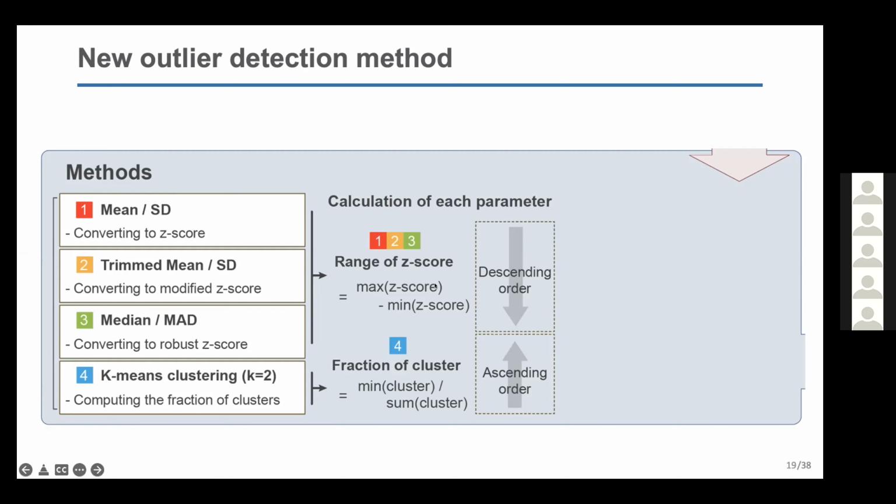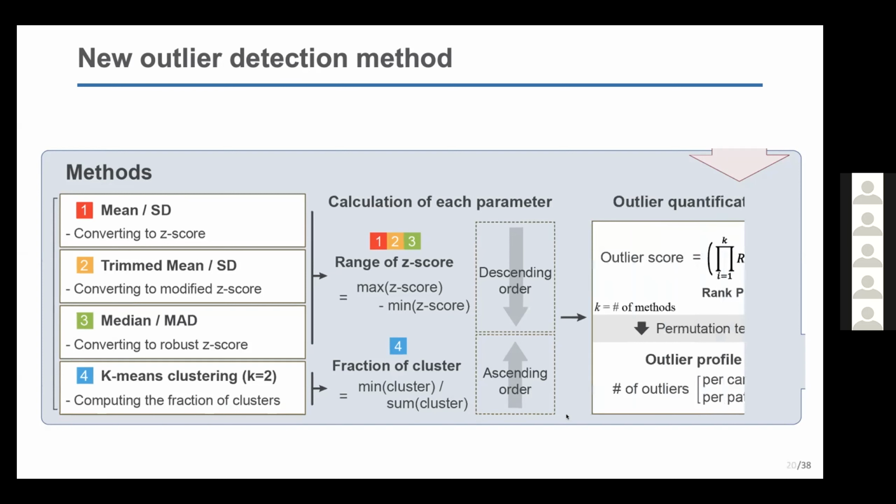After that, I rank them. For these 3 methods, I rank them in descending order because a larger range has a higher probability to be an outlier. And for the k-means method, I rank them in ascending order because a smaller fraction has a higher probability to be an outlier. So each transcript has 4 ranks.